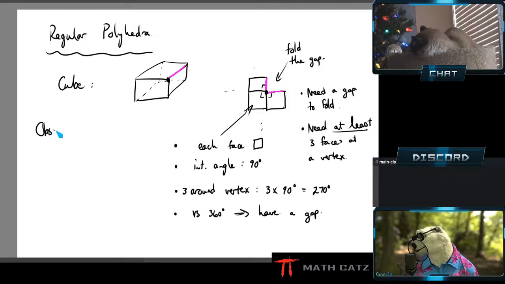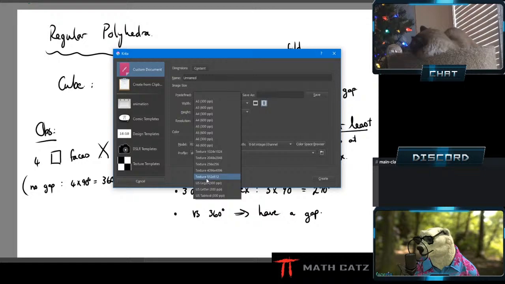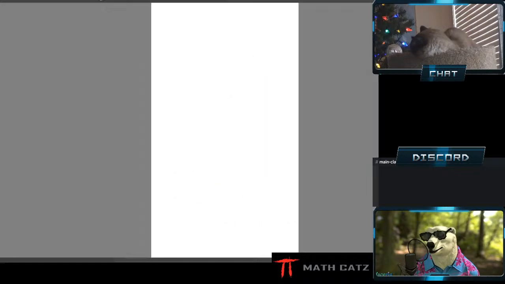So let's observe 4 square faces. That's not going to work because then I have no gap. 4 times 90 degrees, which is the interior angle, is exactly 360, and then I'm perfectly making a tessellation, but that's not the goal here. I need a gap to be able to fold it. Okay, so as far as a square face goes, it's the cube or nothing. I actually want to leave this open so we can refer to these points and go through them for other possibilities.